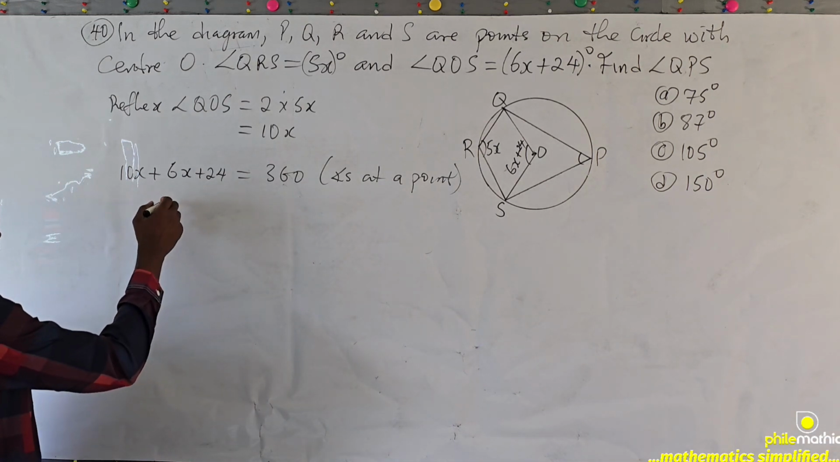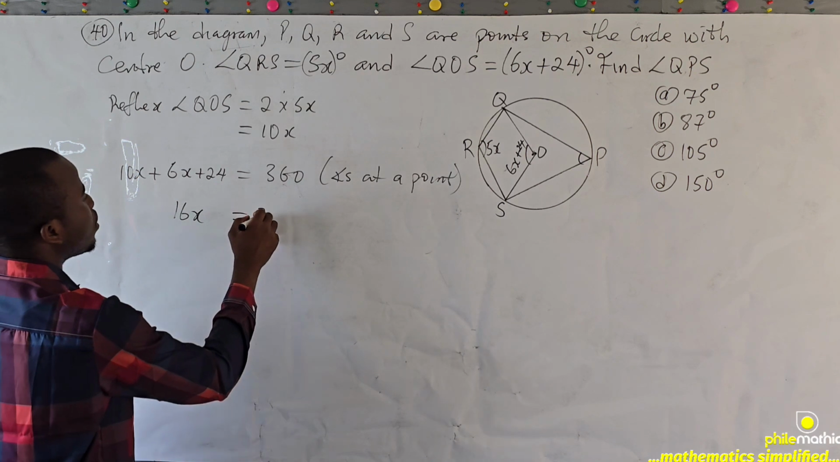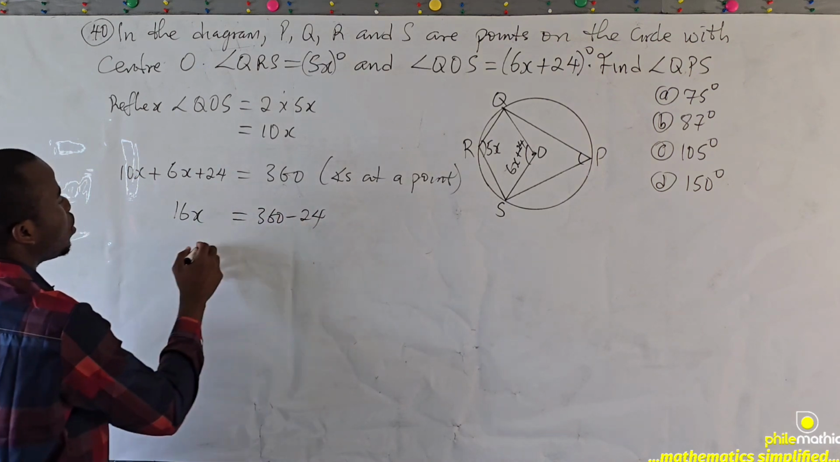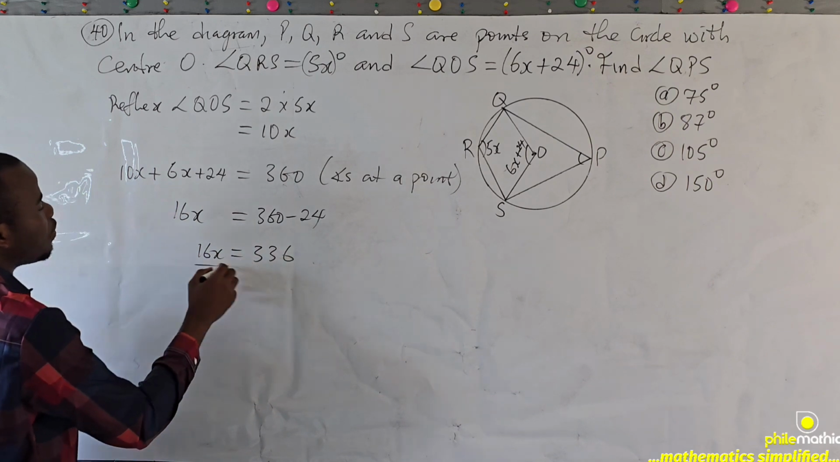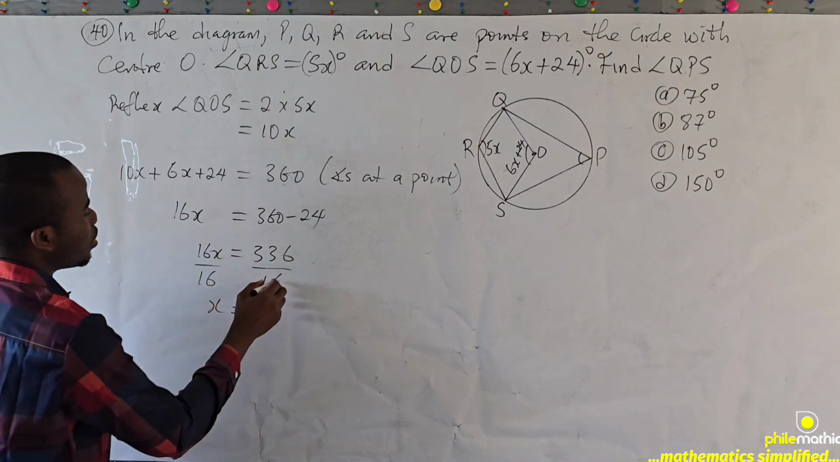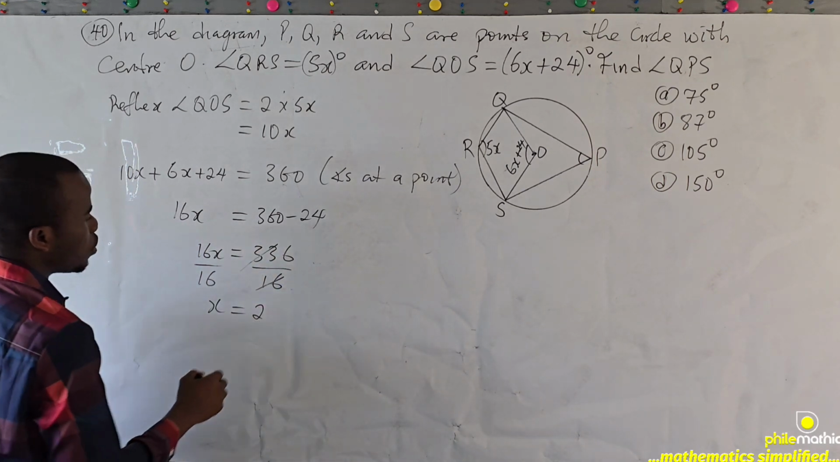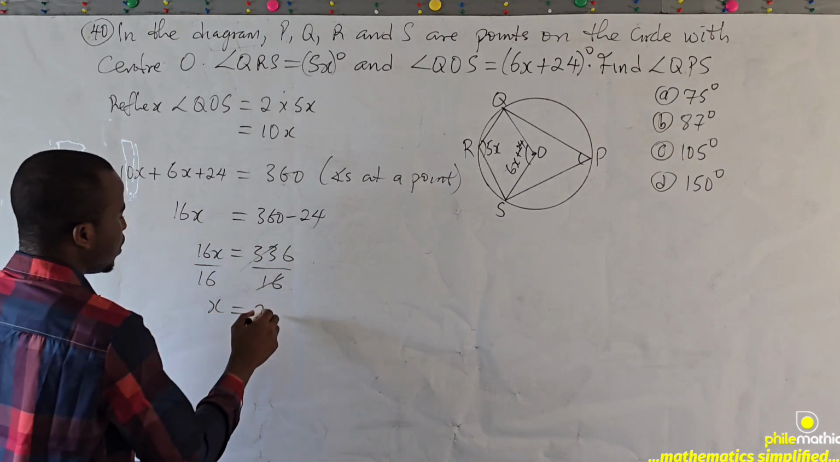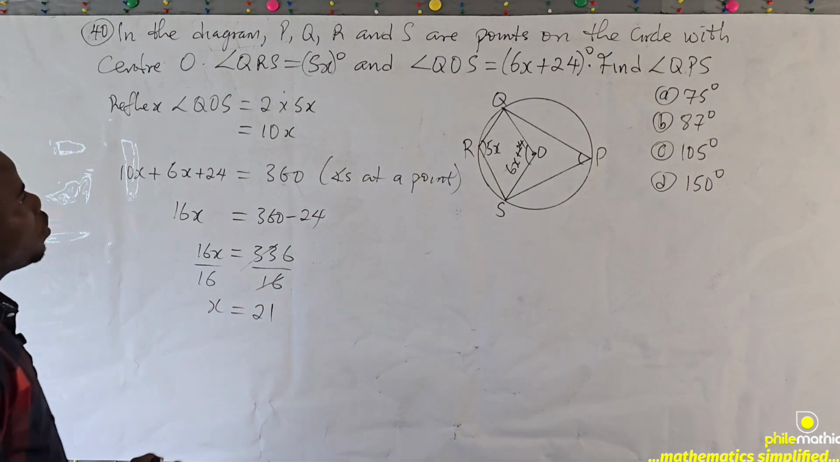10x plus 6x is 16x. Subtract 24 from both sides, will be 360 minus 24. 16x will be 336. Divide both sides by 16. x will be 16 into 33 is 2 times. Remember 1 into 16 is 1. So x is 21.